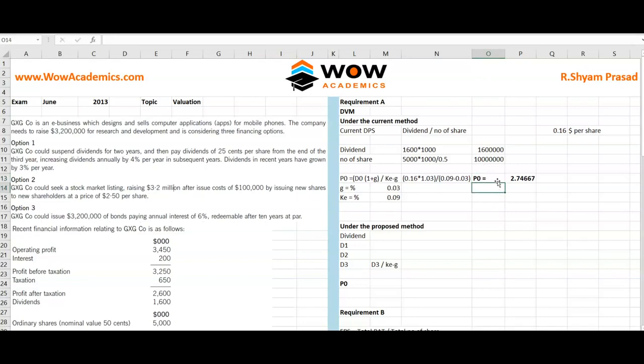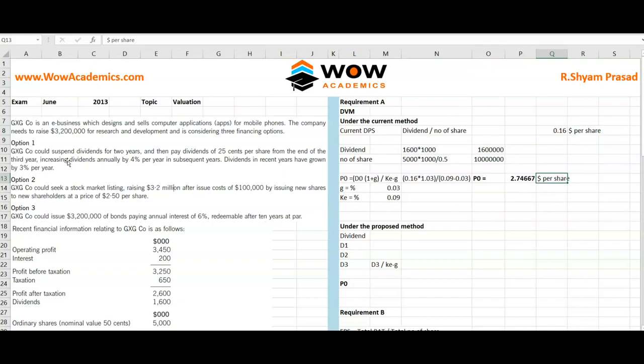Okay, so this is an important number. Under the current method of dividend payment, this would be the value per share. So this is a per share value. Now we'll find out how this works in terms of the other option.